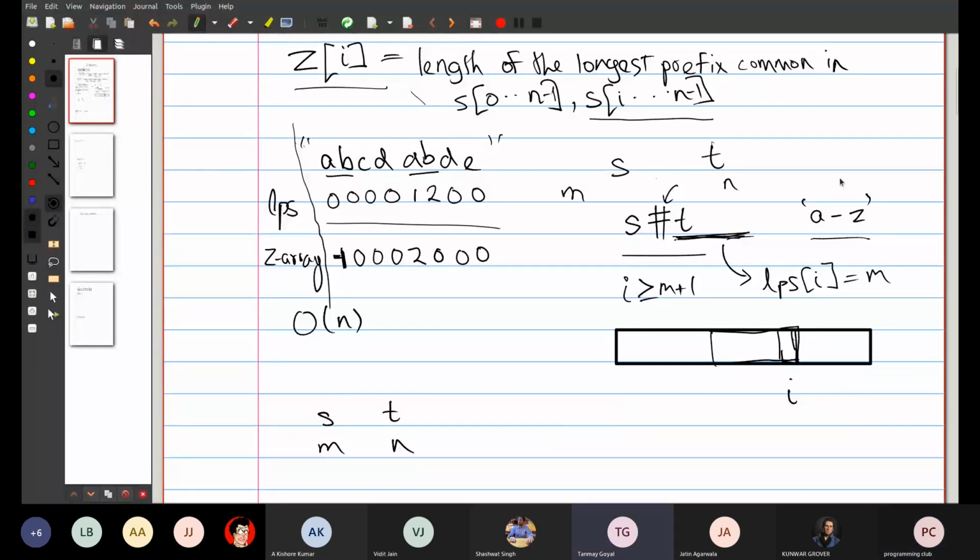So initially we start from S0 to n minus 1, and compare it with every Si to n minus 1, and then we change S0 to n minus 1 to S1 to n minus 1, kind of like that.